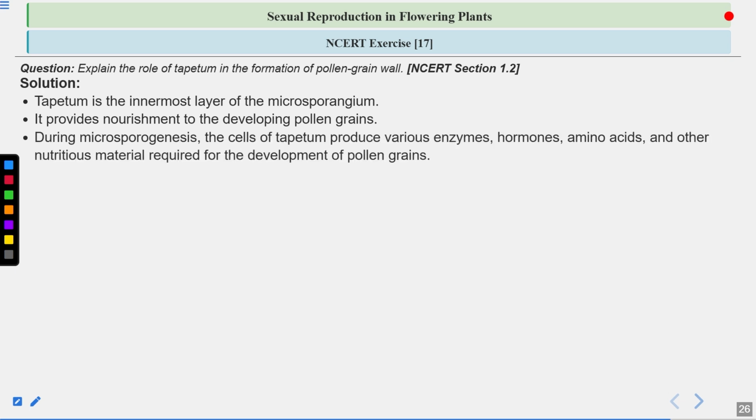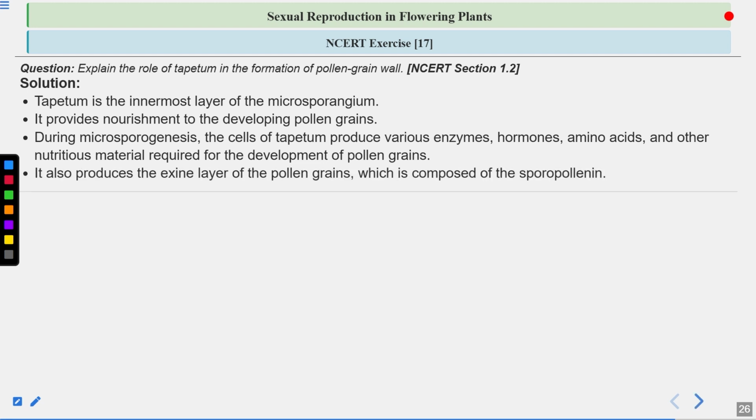During microsporogenesis, the cells of the tapetum produce various enzymes, hormones, amino acids as nutrients, and other nutritious material required for the development of pollen grain, right? These are the things that are synthesized by this tapetum, and you all know that tapetum may contain more than one nucleus. It could contain two, three or four nuclei, like this, right?